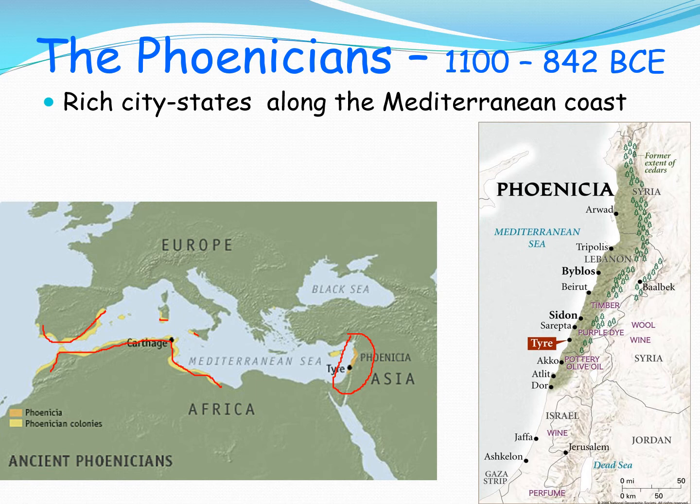Looking at the map on the right, we can see the different city-states like Byblos and Tyre, where the Phoenician homeland would have been. And we can also look and see some of their important trade goods. Timber, we've got pottery, olive oil, and purple dye, which we'll talk about in just a second.